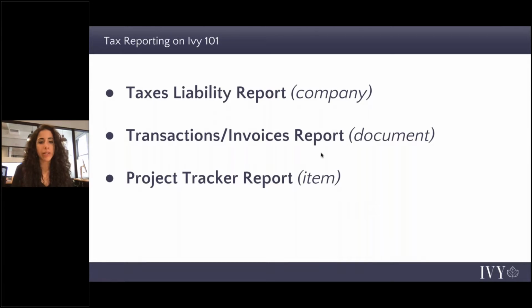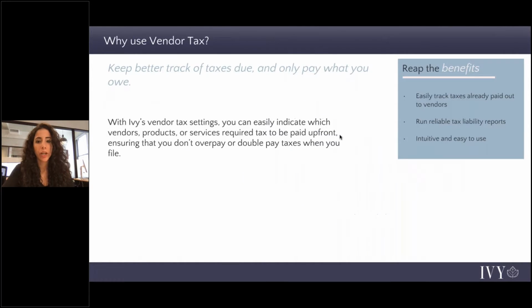A lot of our designers or bookkeepers who use IB for the design firms will basically pull all 3 of these and cross-reference it, because ideally what you should see happen, the project tracker items line up, which connects to the document, which connects to the company level. So everything, it's just a matter of how you want to see it.